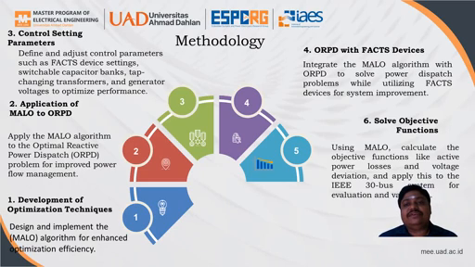ORPD with the FACTS devices. Integrate the modified Antlion algorithm with ORPD to solve the power dispatch problems, utilizing the FACTS devices for system improvement. Solve the objective functions: using the modified Antlion algorithm, calculate the objective functions like active power losses and voltage deviation, and apply this to the IEEE 30-bus system for evaluation purposes.